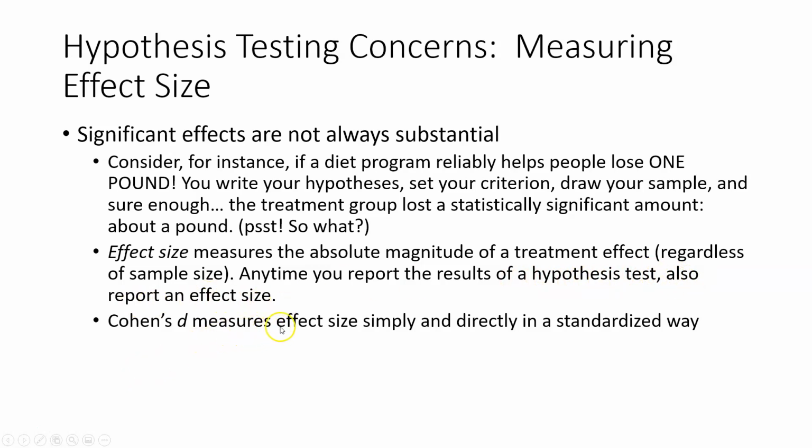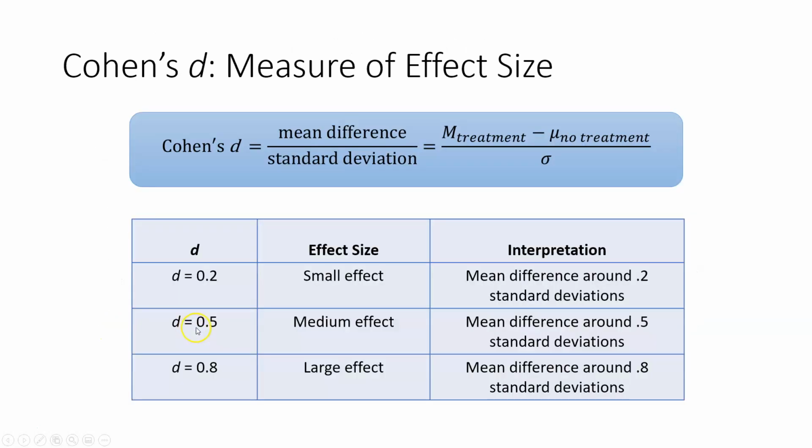Cohen's d measures effect size simply and directly in a standardized way. So that's the one I want to show you now. This measure of effect size is called Cohen's d, and it's computed by the mean difference between the treatment and no treatment divided by the standard deviation of the population.